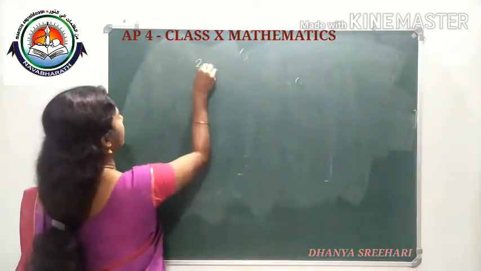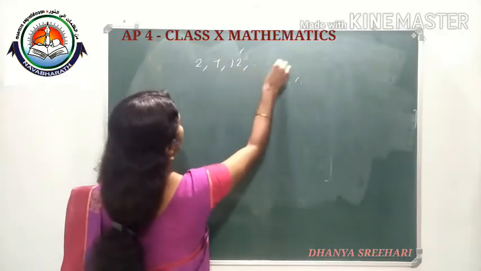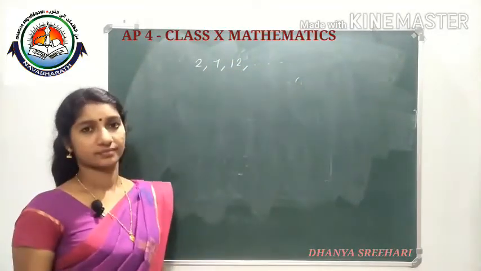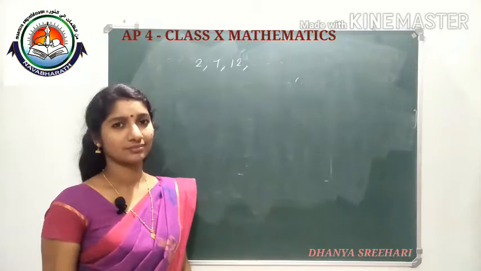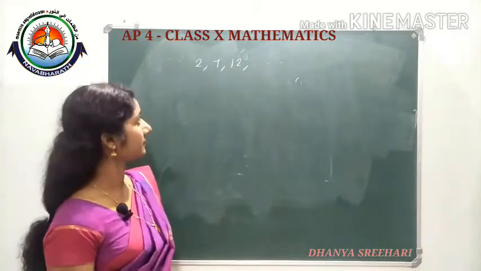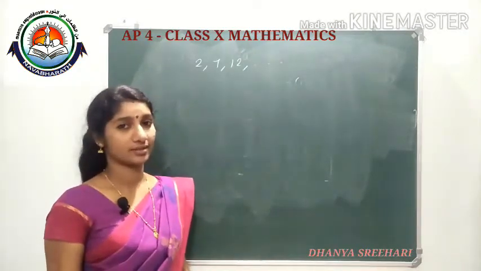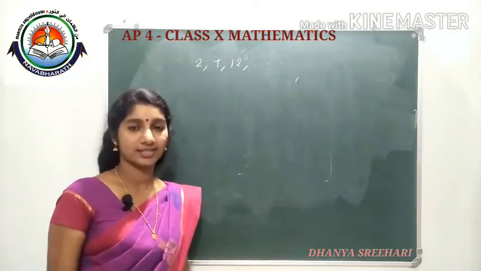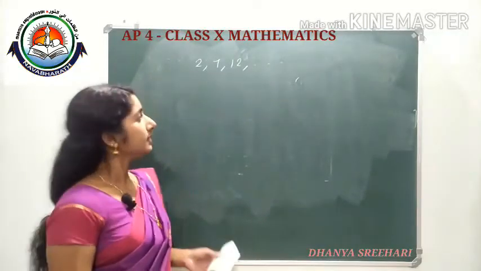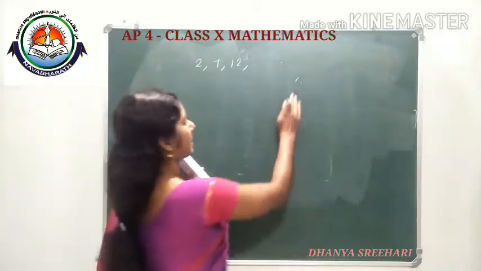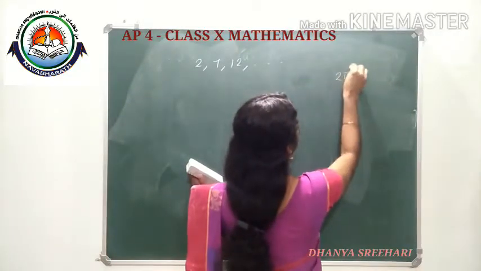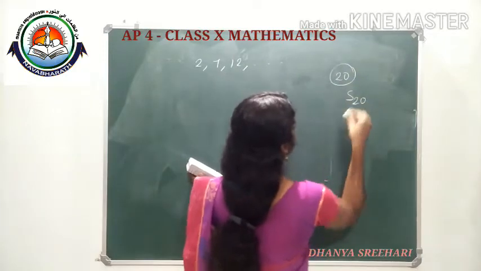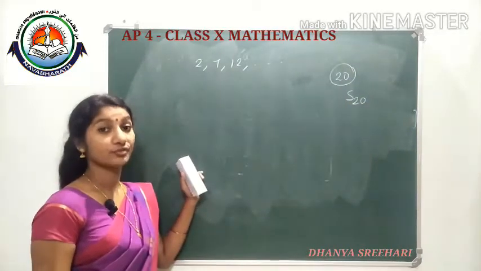One AP is given: 2, 7, 12, etc. Check, is it an AP or not? It's an AP. 2 plus 5 is 7, 7 plus 5 is 12, it's going like that. So the same constant term, a fixed number, we are adding to get the succeeding term, so it's an AP. Then we need to find the sum of the first 20 terms. That means we need to calculate S20, the sum of 20 terms.